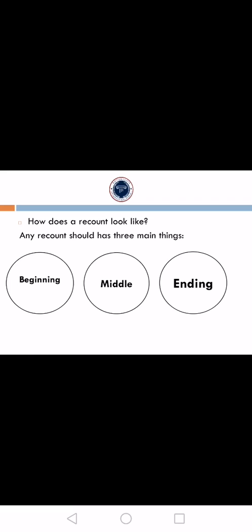So any recount looks like this. We have three main things. Do we all agree? Beginning, middle, and ending. So I want you to think, do you remember what was in the beginning? Yes, you're right. We have the five W's in the beginning. It's like a small introduction. The beginning should have who, what, where, when, and why. The five WH question words.